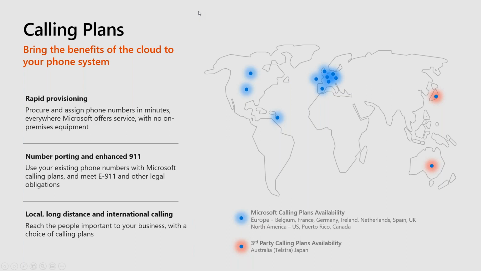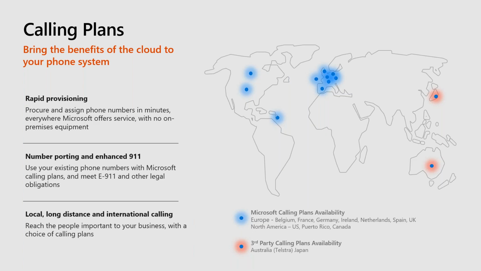So, talking about calling plans. Calling plans means, in this case, we are going to use Microsoft as our voice provider, our carrier, and we are going to pay Microsoft for our phone numbers and calling minutes. So that means we don't have any other carrier at this point.